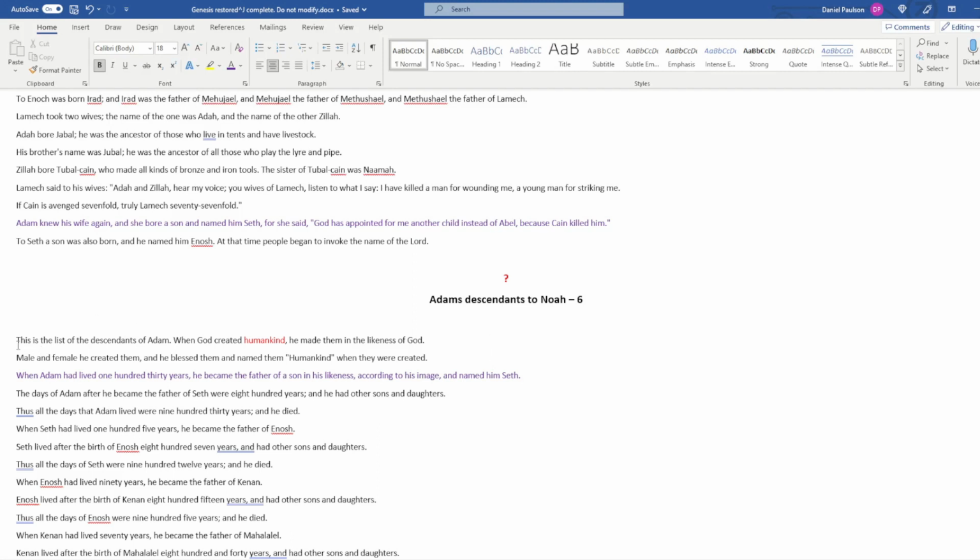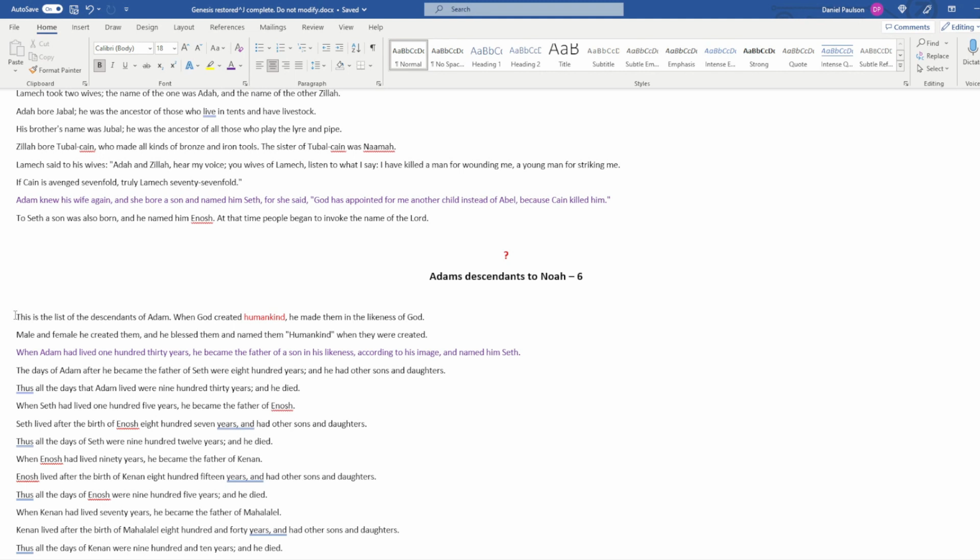Look what happens here. Then it goes into, this is kind of a strange jumble, the descendants things. Why it announces it, it doesn't just jump into the descendants: This is the list of the descendants of Adam. When God created humankind, he made them in the likeness of God. Male and female he created them, and he blessed them and named them humankind when they were created. We already knew this. Why are we doing this in the story?